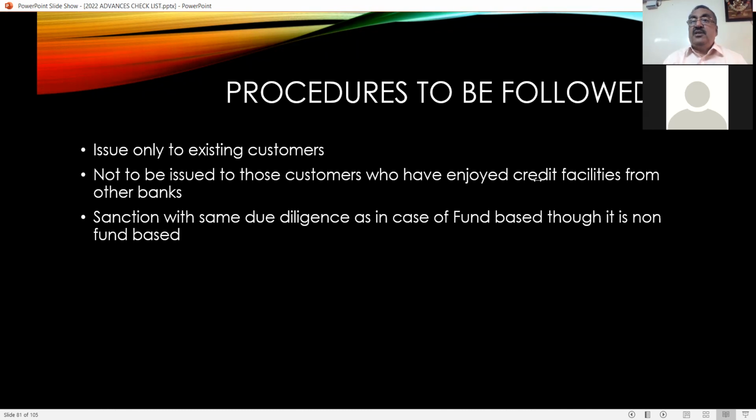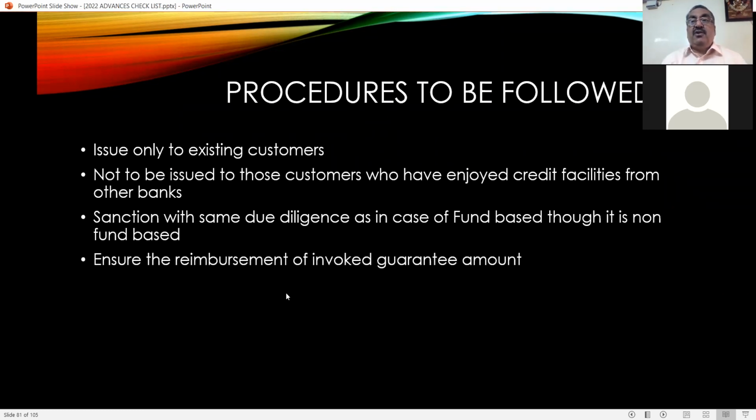It is sanctioned with the same due diligence as in the case of fund-based, though it is non-fund-based. Same concept. If non-fund-based is being honored, then that becomes fund-based. So the same rules and regulations they have to follow. That means they have to execute all the documents, and if required, they have to create the MODT also.